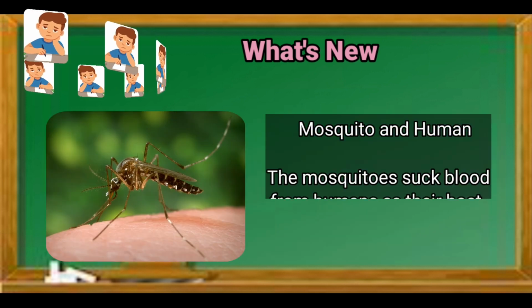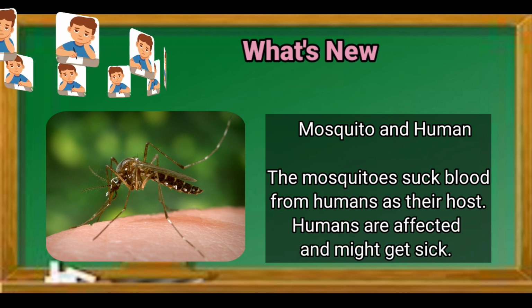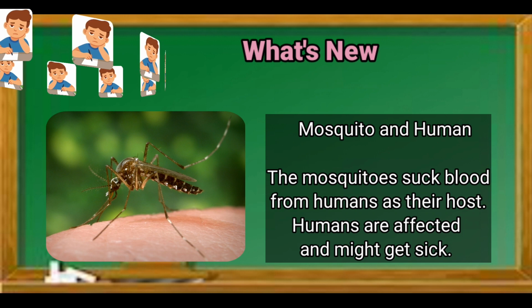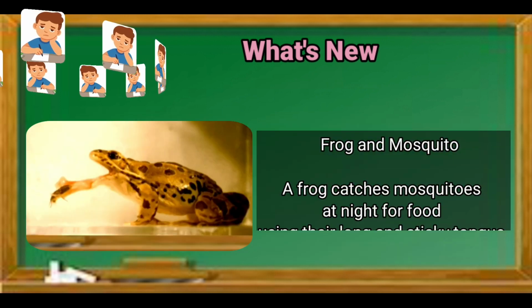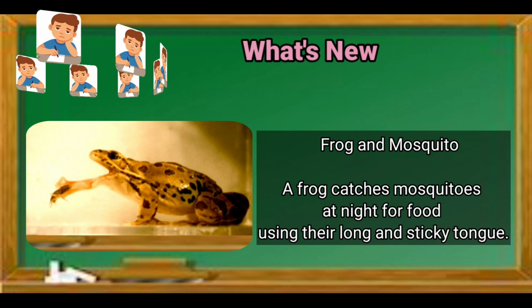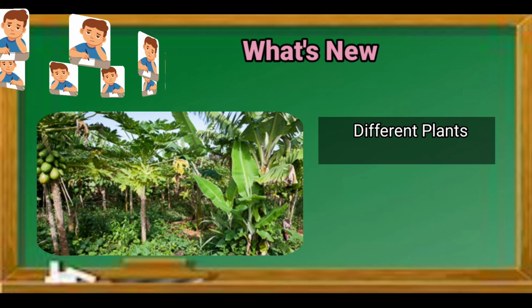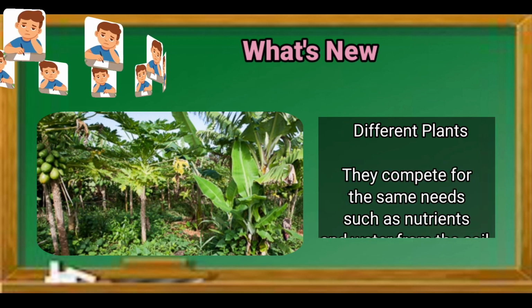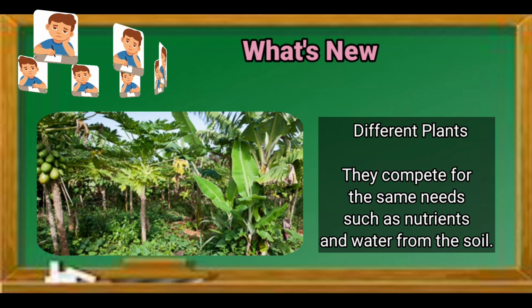Mosquito and human. The mosquitoes suck blood from humans as their host. Humans are affected and might get sick. Frog and mosquito. A frog catches mosquitoes at night for food using its long and sticky tongue. Different plants. They compete for the same needs such as nutrients and water from the soil.